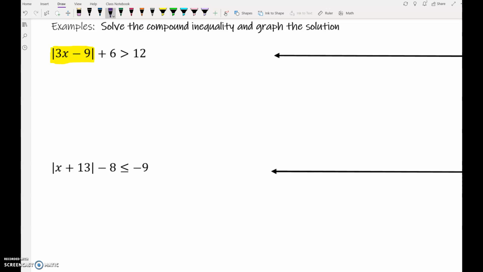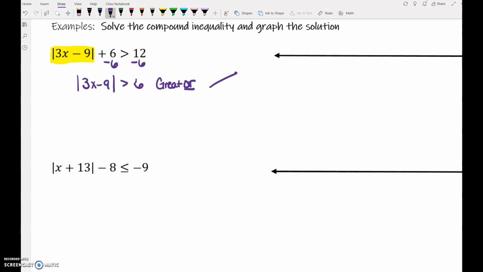So what do we need to do to get rid of that plus 6? Subtract 6. So the absolute value of 3x minus 9 is greater than 6. Once you have the absolute value by itself, now you think about what do I need to do to set up the next step? Is it an or an and? This is a great or. Great or.